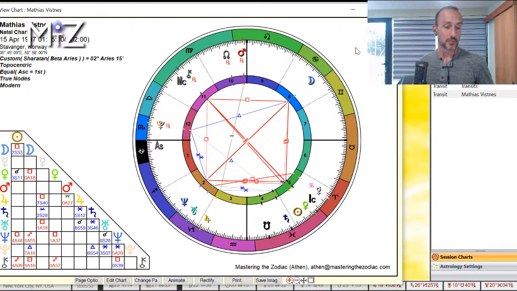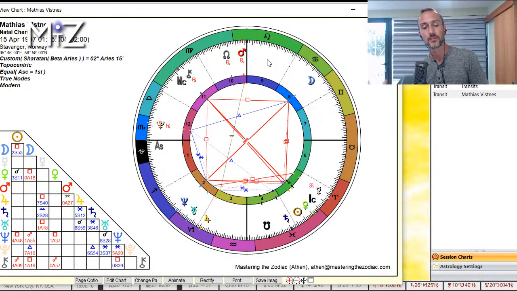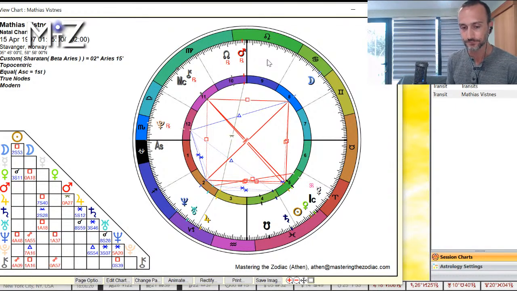Now, even simpler. The hard part's really pretty much done. Everything from here is downhill. What would be easier than me saying everything you just learned about houses applies to the signs? It's the signs. It's the same exact thing. Remember the difference though. Houses are the what and signs are the how or the adjective or the quality.